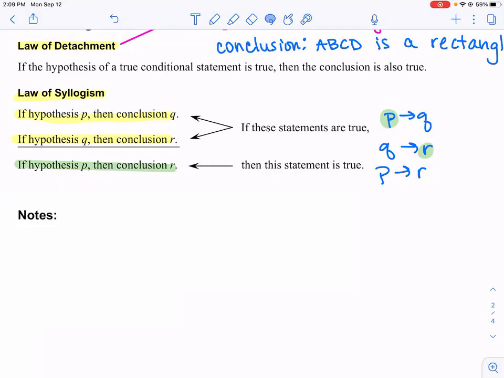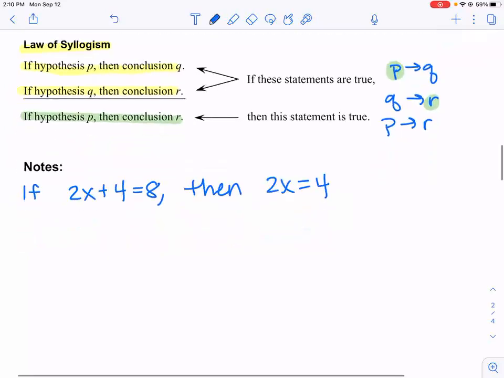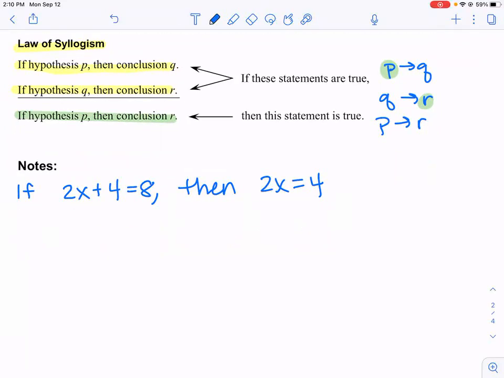I am waiting for it to be quiet before I give you an example of this. If 2x plus 4 equals 8, then 2x equals 4. Just write it down. You don't need to commentate. Statement number 2. If 2x equals 4, then x equals 2.